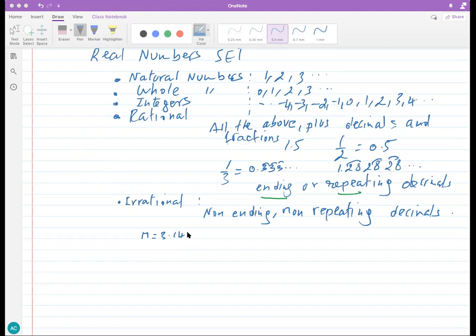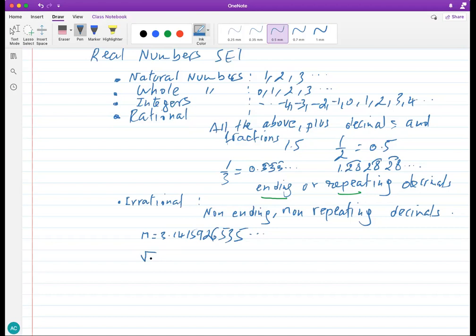Some of the digits are 15, 92, and 65, 35. As you can see, there is no pattern here. 14, 15, 92, 65. So that's an irrational number.